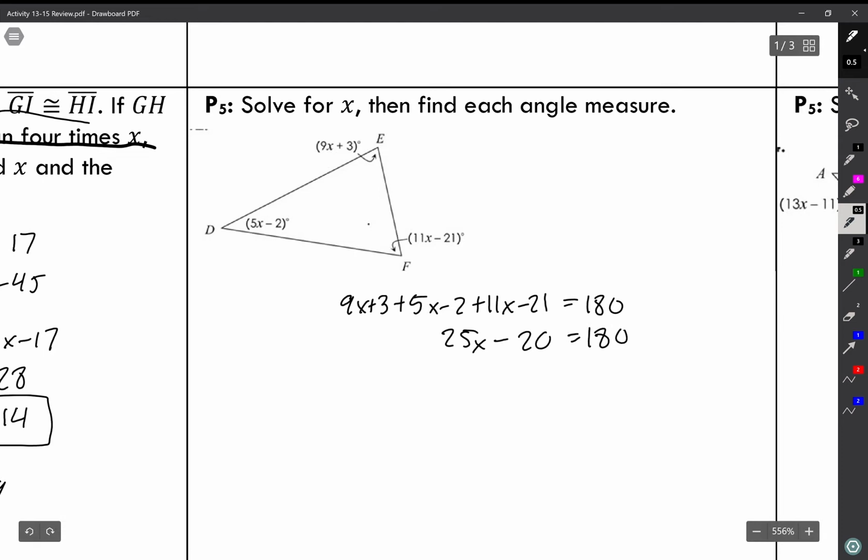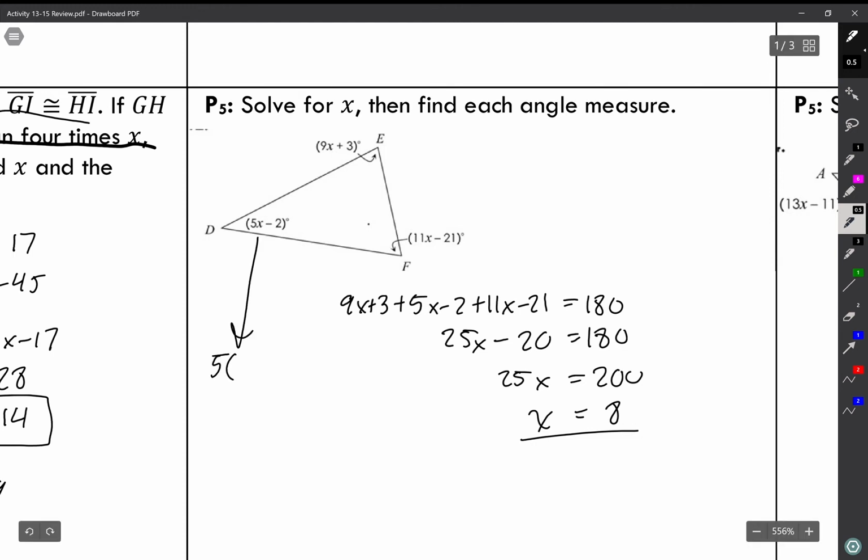And that all equals 180. So add 20 to both sides, 25x is equal to 200. So divide 200 by 25 to get that x is equal to 8. Okay, so plug in to find these measures now.